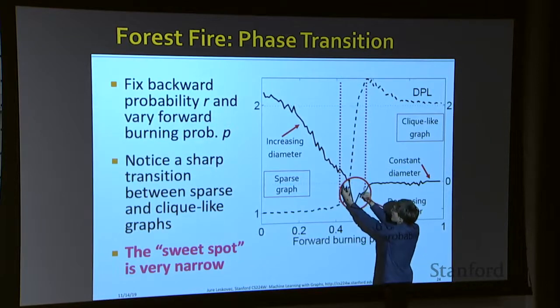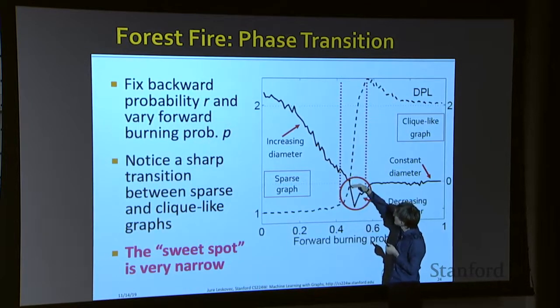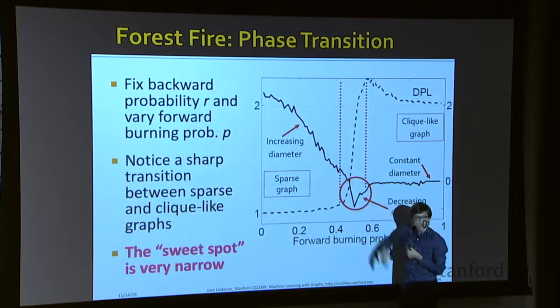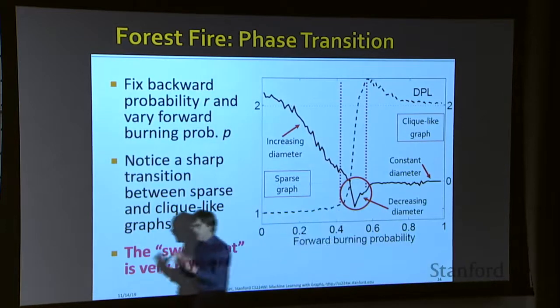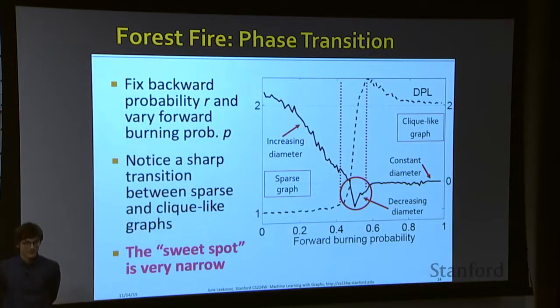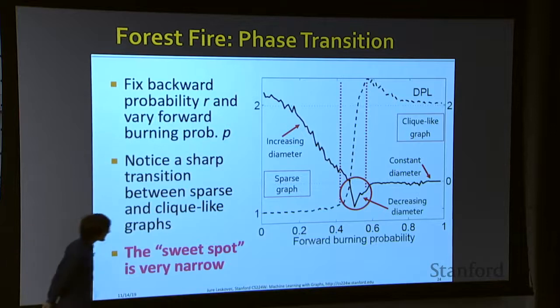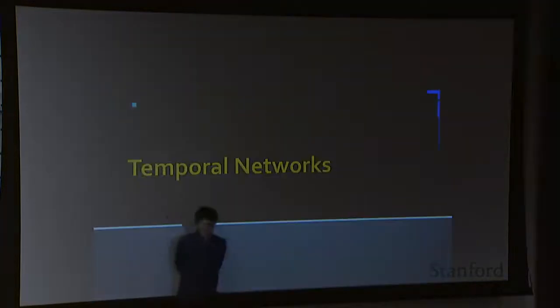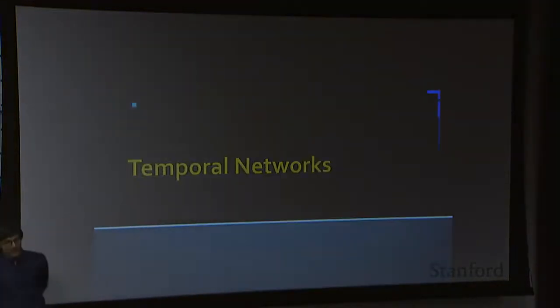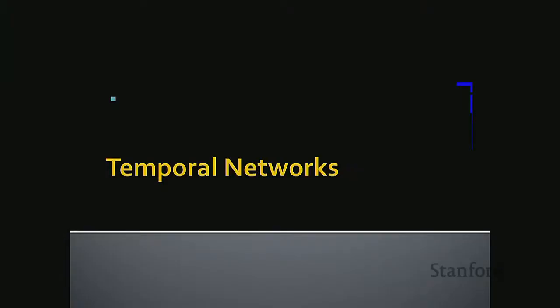And here is this narrow region where we have both densification and shrinking diameter, right? So there is some relatively narrow parameter region where this happens. Okay, so that's what I wanted to show about the macroscopic part. Are there any questions? Yes?